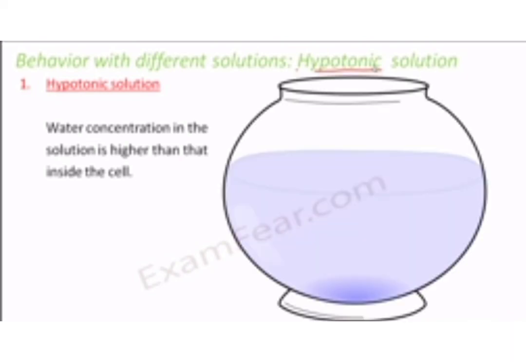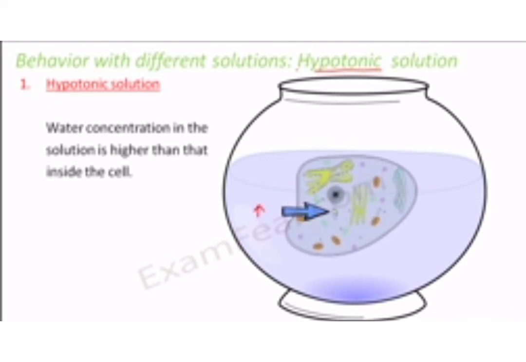Let us suppose this is a container where you have taken the hypotonic solution. Now if you put the cell into this solution, what will happen? The water concentration is more here. So by the process of osmosis, water will start flowing into the cell. Now as water starts flowing into the cell, the cell will start swelling up.